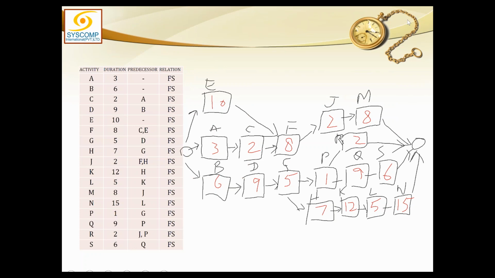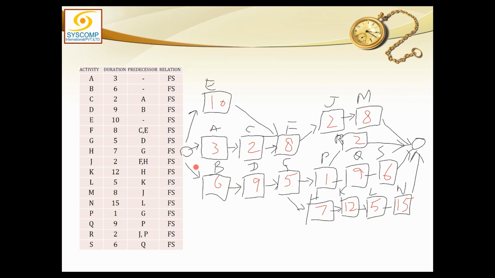Yes. Okay. If I start from the starting point, I can go on the top path E. Just keep writing down these paths. E, F, J, M is one path. Then we can go on A, C, F, J, M. This one.